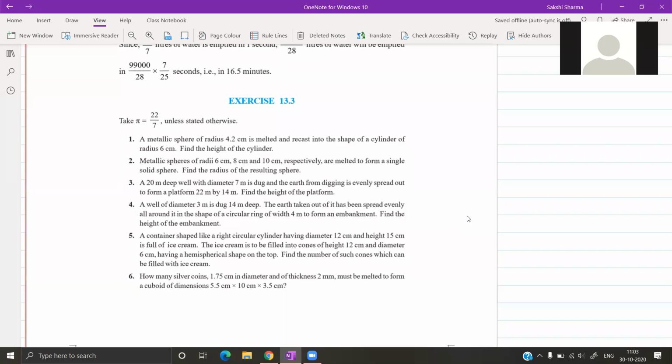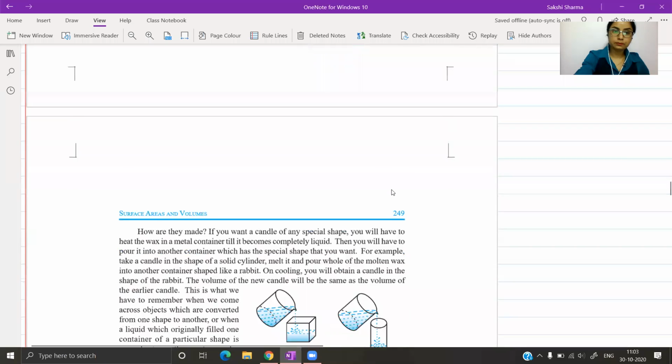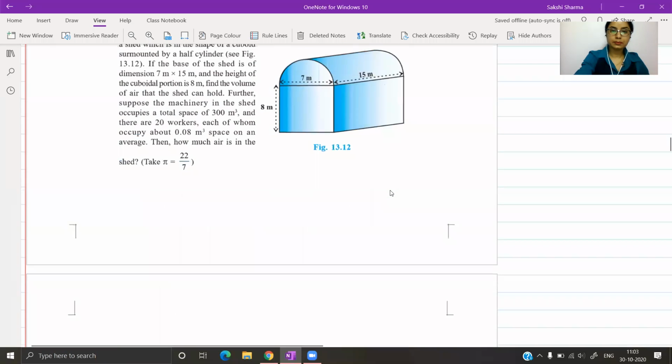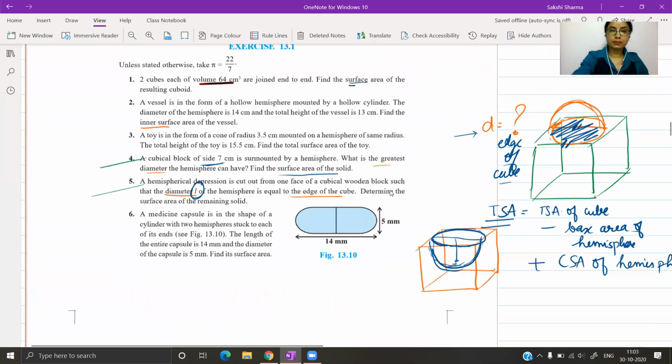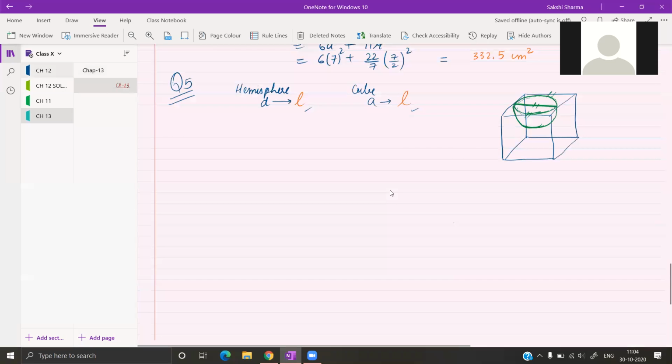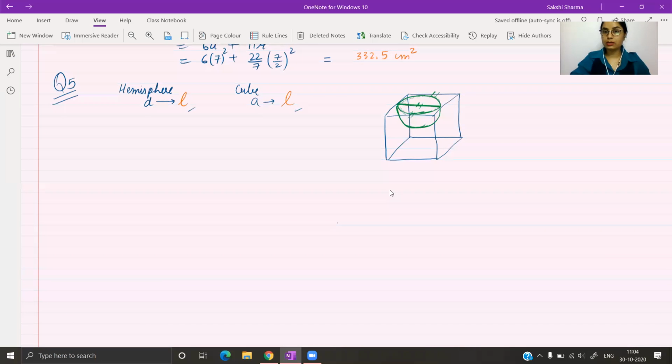Further, they are saying you have to find out the surface area of the solid formed. Determine the surface area of the remaining solid, not indicated, so we will be calculating the total surface area. How would you find out the surface area for this figure here? Remember that this is a depression here. This part has been emptied out, carved out.